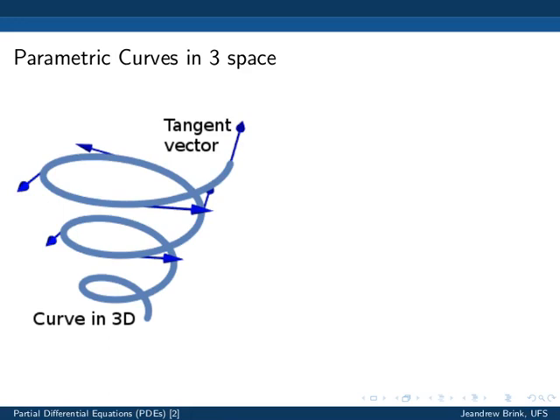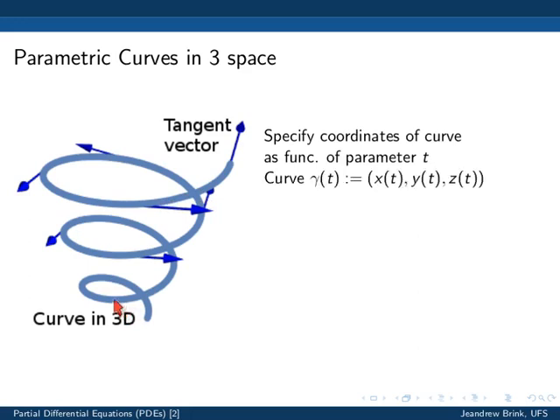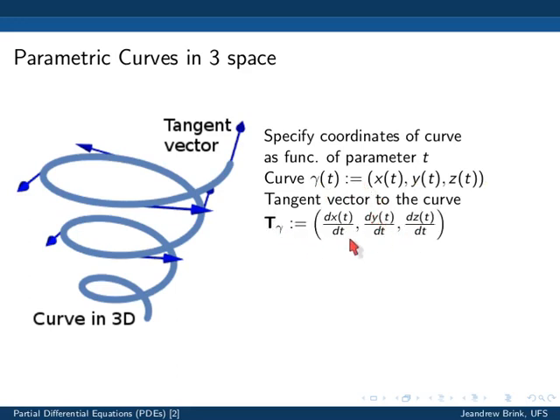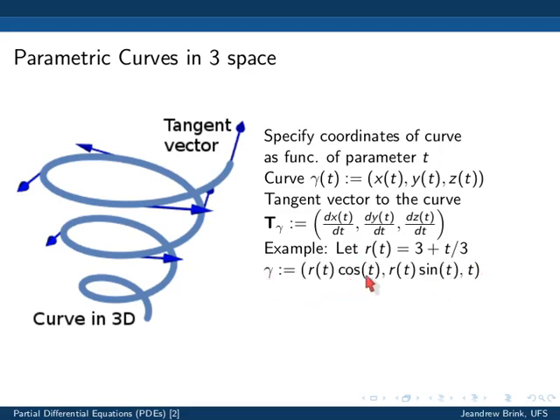Before we go on, I'll just remind you of what parametric curves are in three-dimensional space. You have a parameterized curve, so all you do is specify the coordinates of the curve as a function of the parameter. Suppose you have this increasing helicoid, you can simply say that the curve gamma of t is the coordinates x, y, and z of t specified at a specific time. The tangent to the curve is simply how this is changing with time. That's what your tangent is. For this specific example, the x, y, and z are basically a helicoid. I'm going to let r of t, which is the radius, be 3 plus a factor that increases with time. And then gamma is simply r of t cos of t, r of t sine of t.